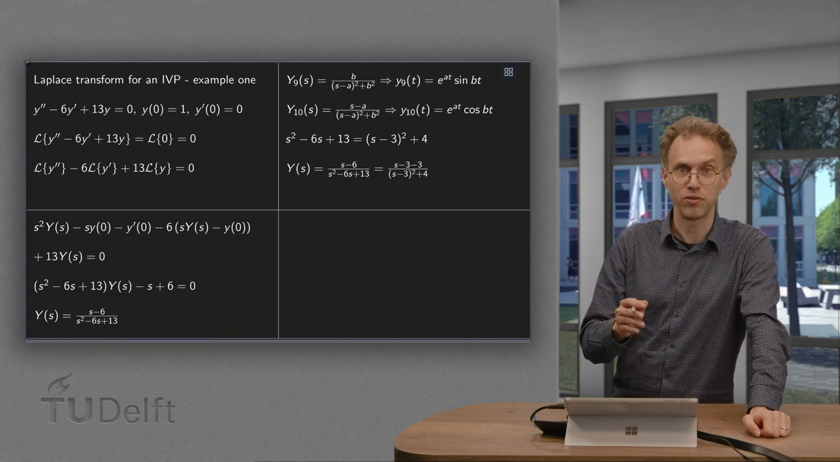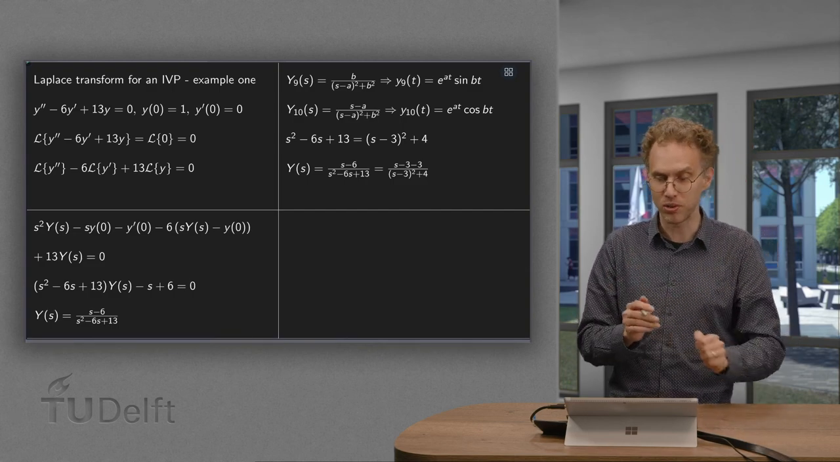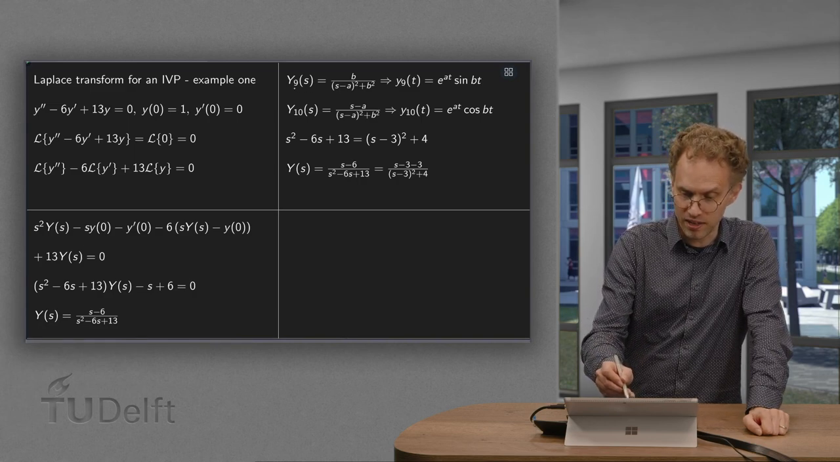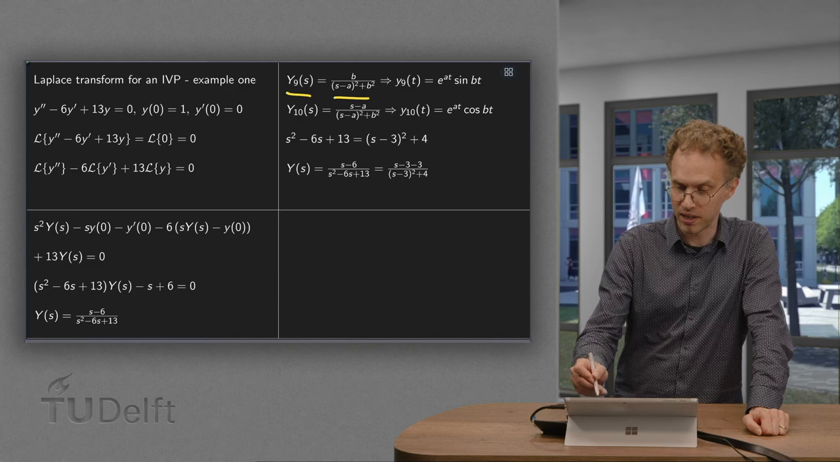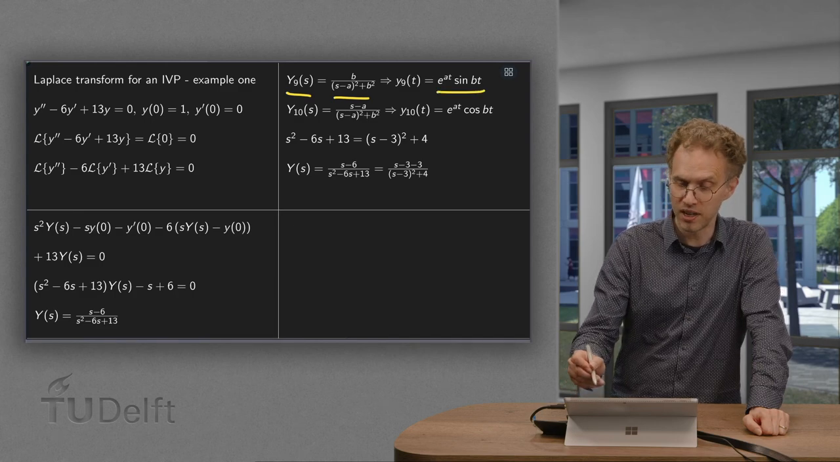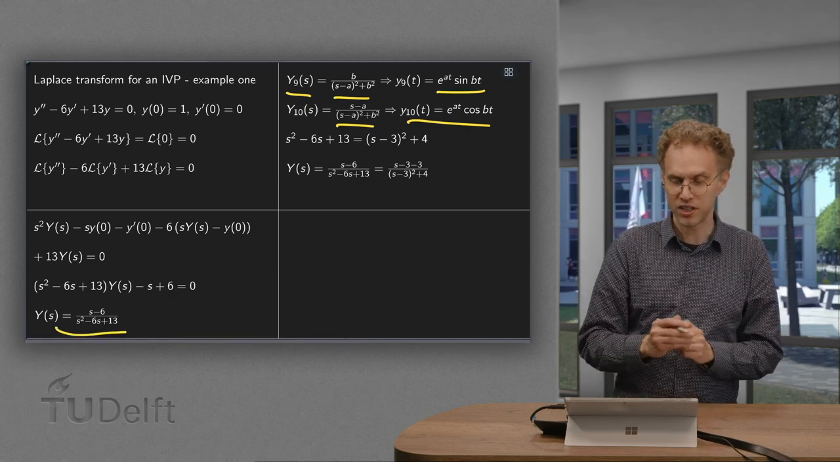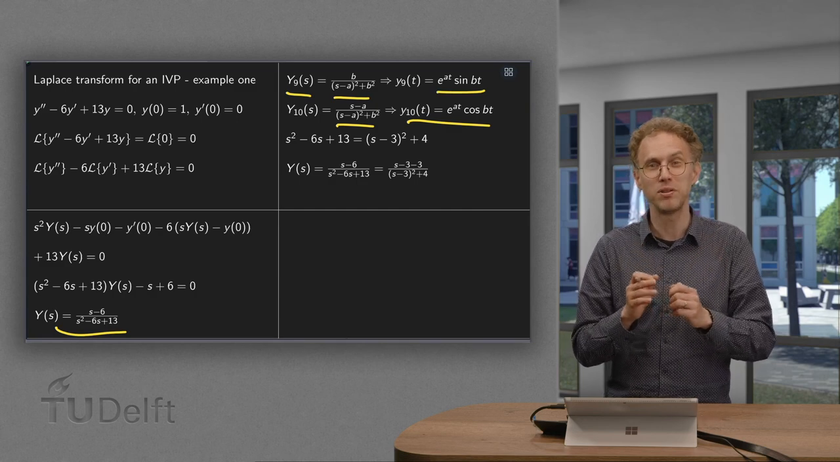Fortunately, we have seen a few standard cases which we compiled in a table, and this table we use in our course. We have the formulas 9 and 10, so that's why I called them 9 and 10 over here. This form of Y of s gives a known y of t, and this form over here gives this known y of t.